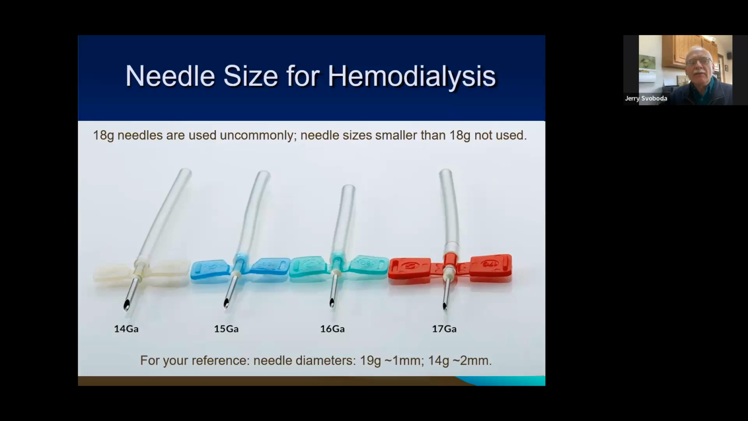It requires a lot of maintenance and is not readily available in East Africa. 18 gauge needles are used very uncommonly. Usually the needles are larger, as we see here, from 14 through 17 gauge along the row. A 19 gauge needle would be 1 millimeter in diameter. A 14 gauge needle on the far left would be 2 millimeters diameter.